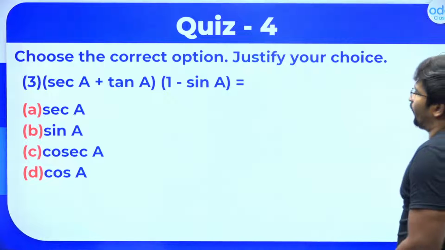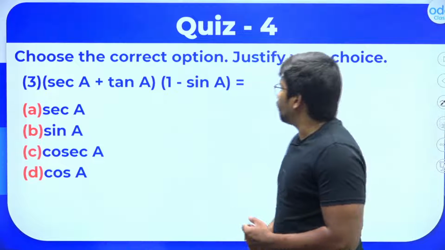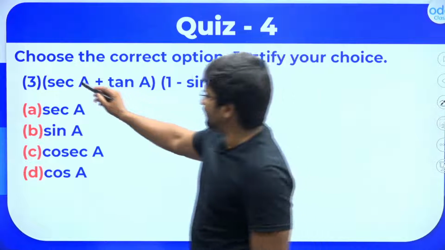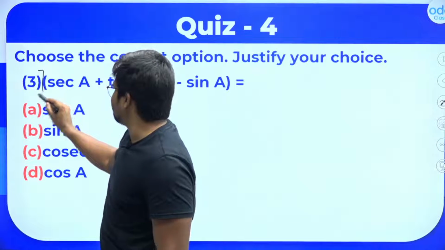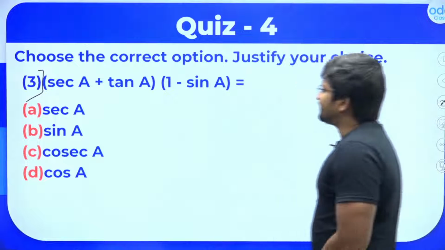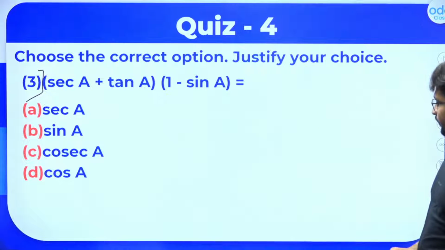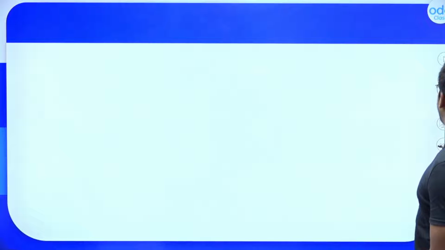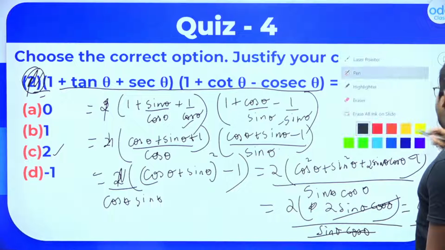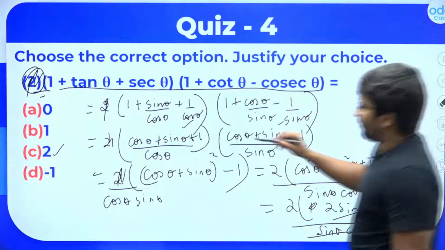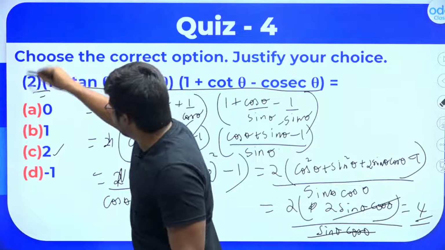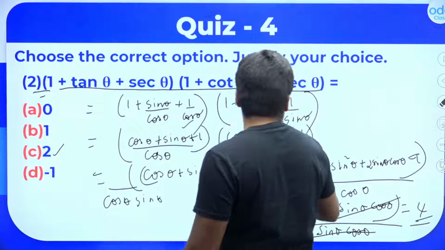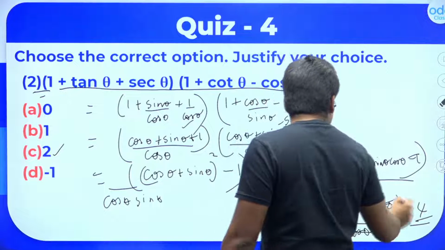Okay, fine. Then choose the correct option and justify your choice. The question number is 3. Question number is 3. Ck plus tan A into 1 minus sin A. Just for the previous question, we can do one thing. Let's erase that 2 completely to avoid the confusion. When we avoid this 2 completely, all the confusion is gone, then the answer will be 2.